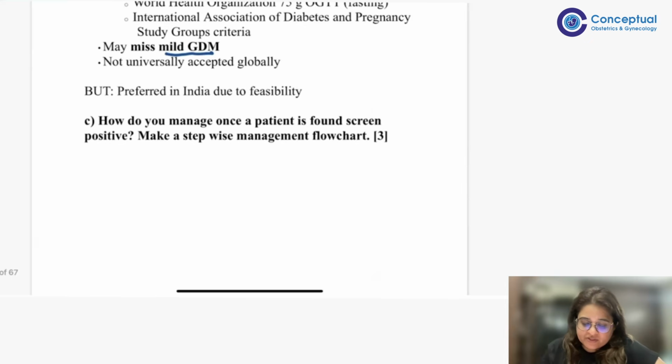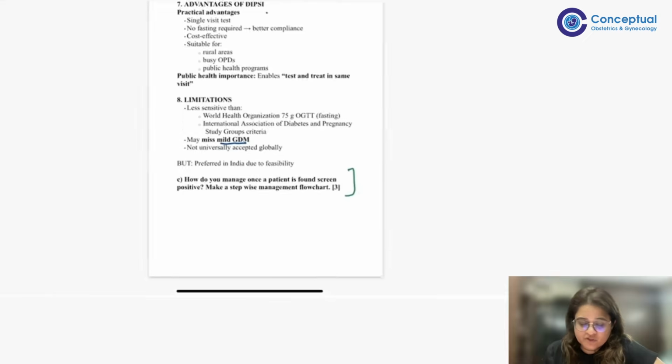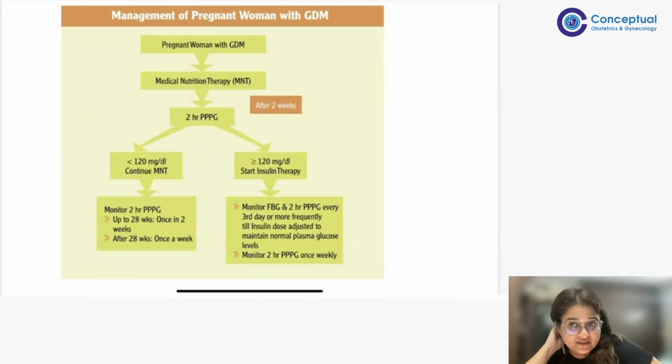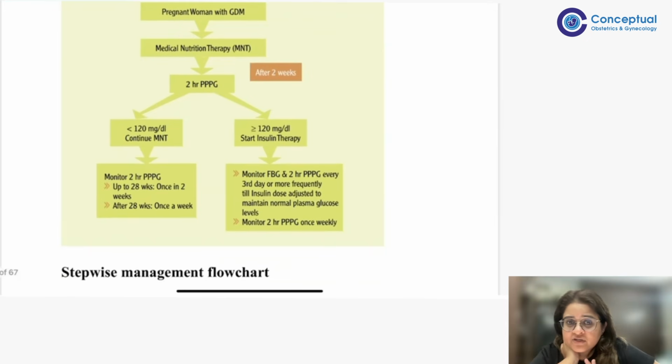Now, the next question is, how do you manage your patient if found screen positive? Make a stepwise flowchart management. So this is the flowchart, taken from the National Health Mission guidelines, which also describes DIPSI in detail. Remember this flowchart. The patient comes with GDM. What is the first thing we do? We start her on medical nutritional therapy and give her a trial of 2 weeks.